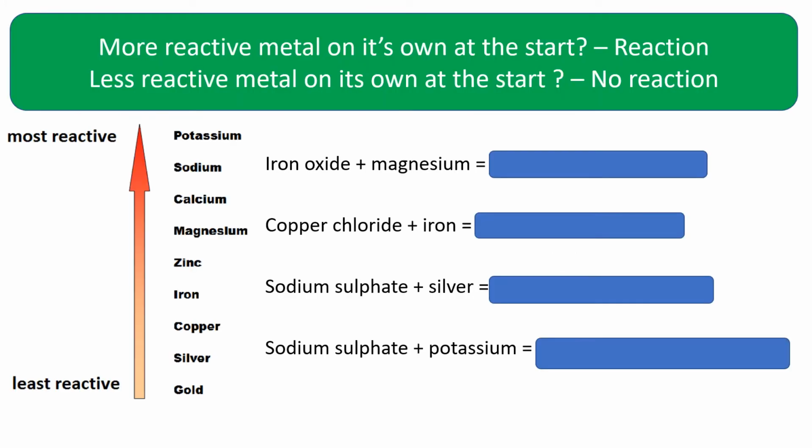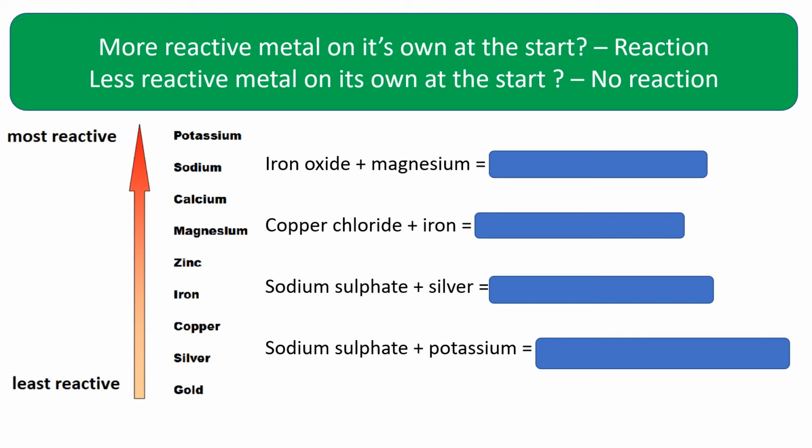The general rule then for displacement reactions, and this works for the halogens as well, is if the more reactive metal is on its own at the start, you're going to have a reaction. Or if the less reactive metal is on its own at the start, you don't get a reaction because it cannot displace the more reactive metal. So I want you to pause the video and I want you to have a go at these 4 word equations. I don't want you to worry about getting them wrong, because if you make mistakes, I want you to understand why you've made those mistakes. So pause the video and have a go yourselves.